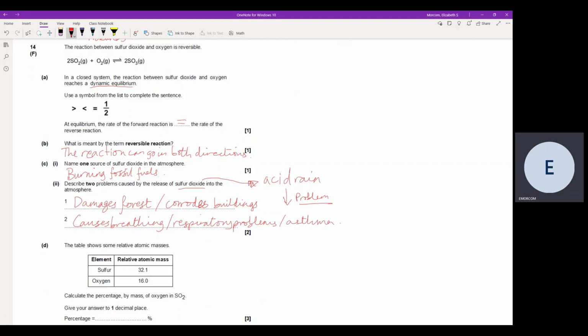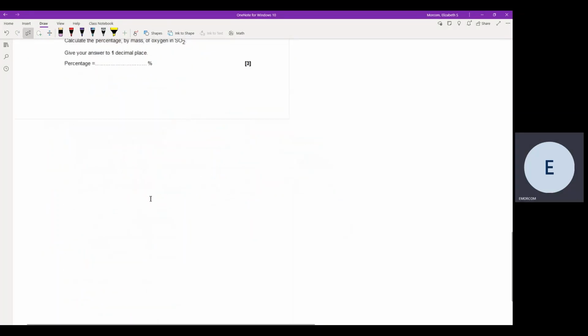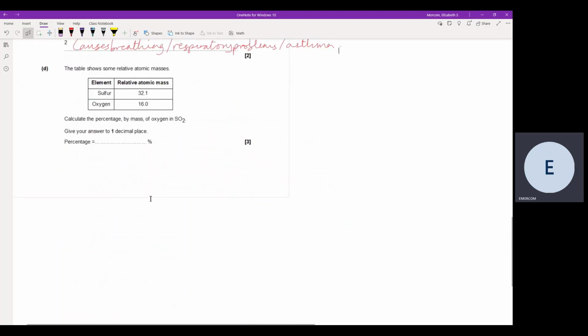We're not allowed to say that it causes acid rain because acid rain in and of itself is not the problem. The problem is what the acid rain does. So we've got to say what the acid rain causes. That is problematic. And finally, the table shows some relative atomic masses. Calculate the percentage by mass of oxygen in SO2 and give the answer to 1 decimal place.